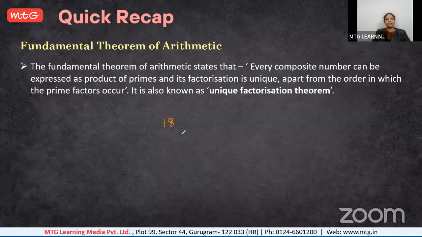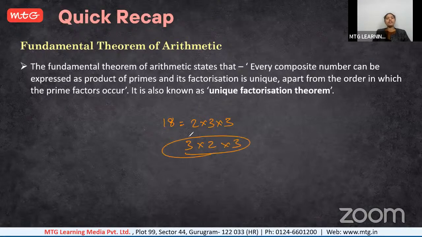You know how to prime factorize it, all of you. Either you can use the tree method or you can use the division method. So when you factorize it, you can write it as 2 into 3 into 3. Some write it as 3 into 2 into 3. Whatever the way you are writing it, it is 2 power 1 and 3 square.